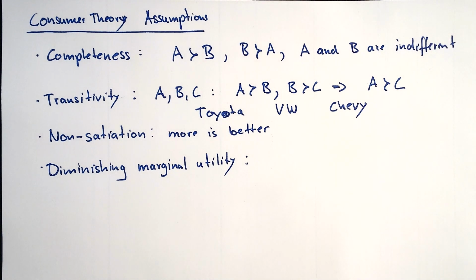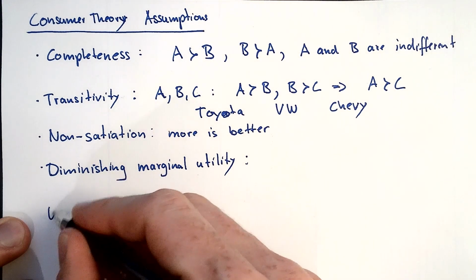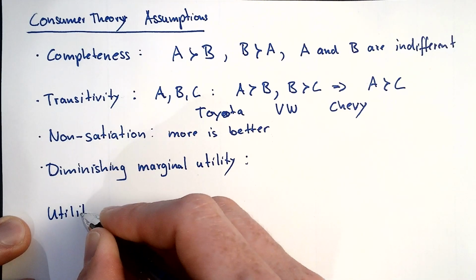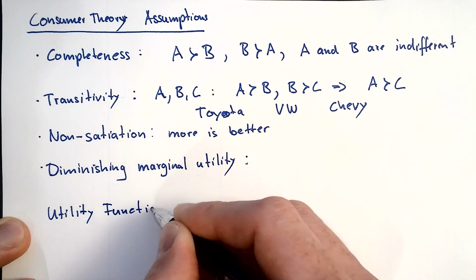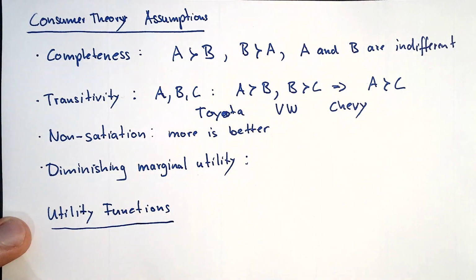Now, in order to explain the last assumption, the diminishing marginal utility, let us introduce utility functions first, okay? And then once I have introduced utility functions, it will become easier to explain the diminishing marginal utility. Now, think about utility as the satisfaction you get from consuming goods. You can use satisfaction, or you can think about happiness, but the economists talk about utility. So I will be continuing to use this term utility.